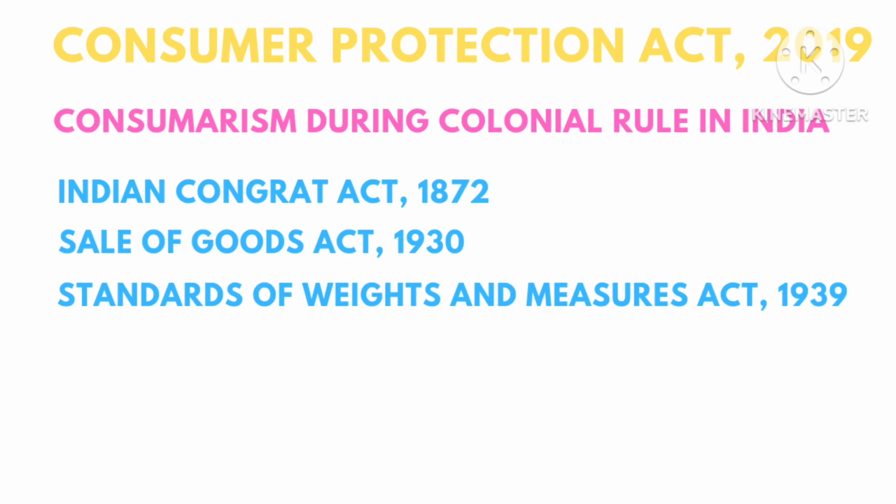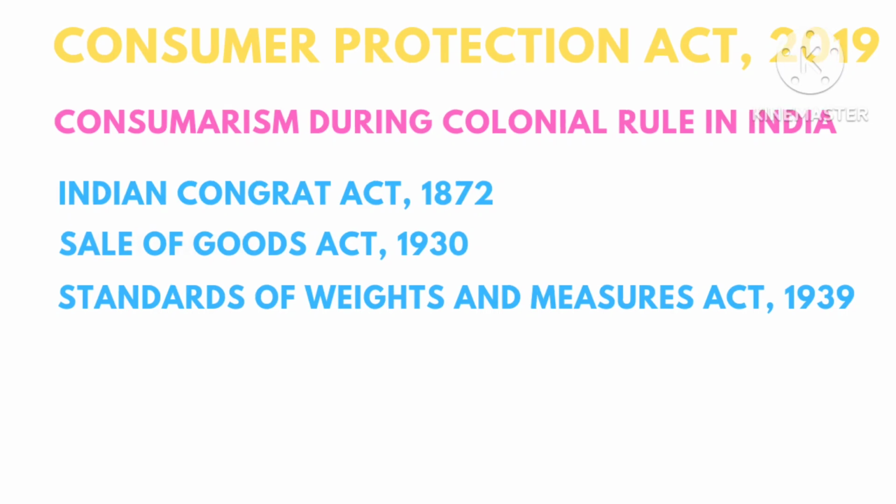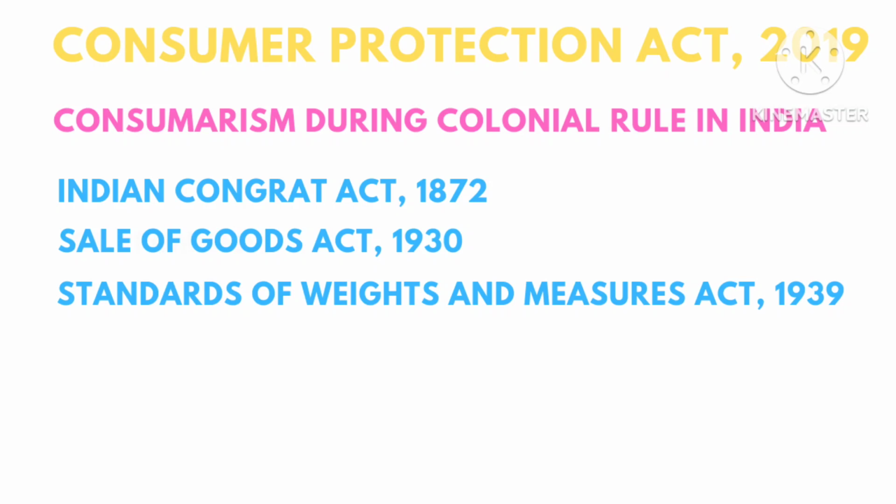Colonial legacy: the Indian Contract Act 1872, the Sale of Goods Act 1930, and the Standards of Weights and Measures Act 1939 are the legal framework that regulated commercial transactions in India during the colonial period. The Indian Contract Act is the important document to regulate commercial transactions, buying and selling among the people in India during the colonial period. The Sale of Goods Act 1930 was part and parcel of the Indian Contract Act; in 1930 it was separated and enacted as a special law in the name of the Sale of Goods Act 1930.